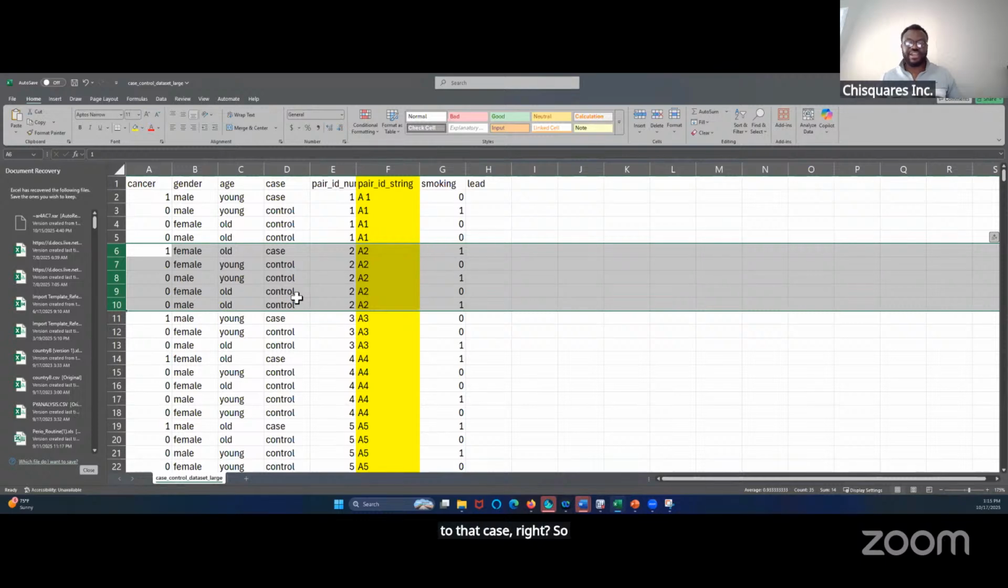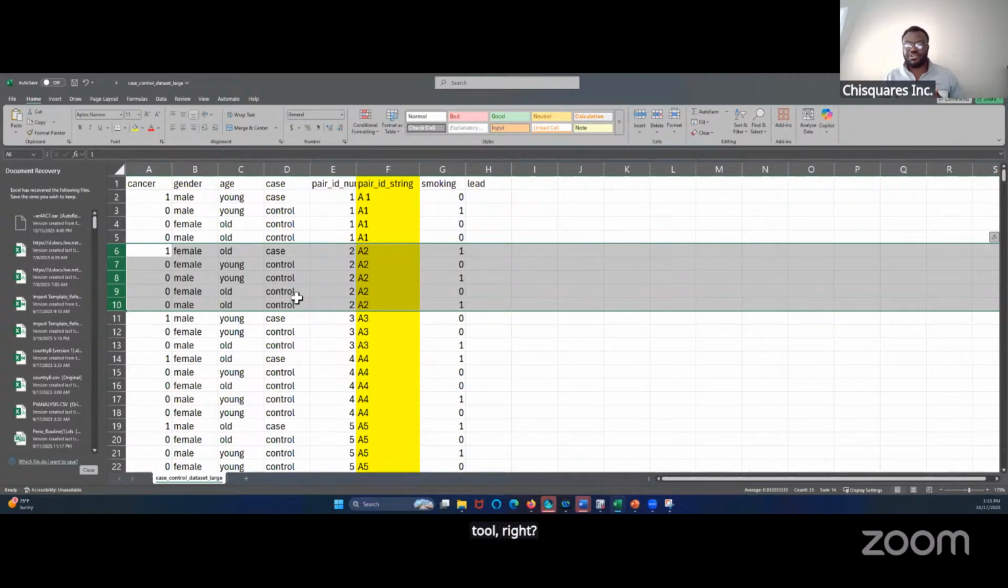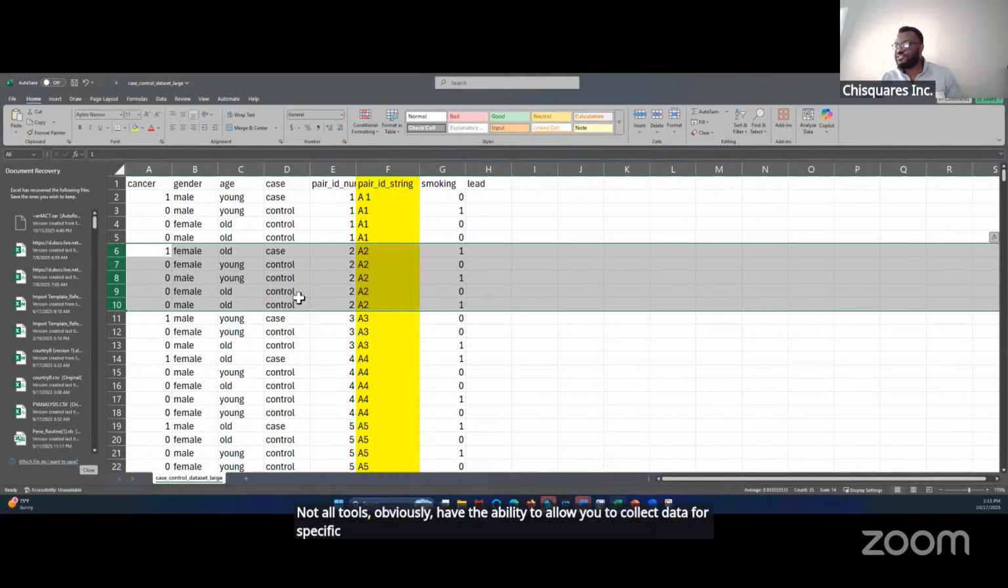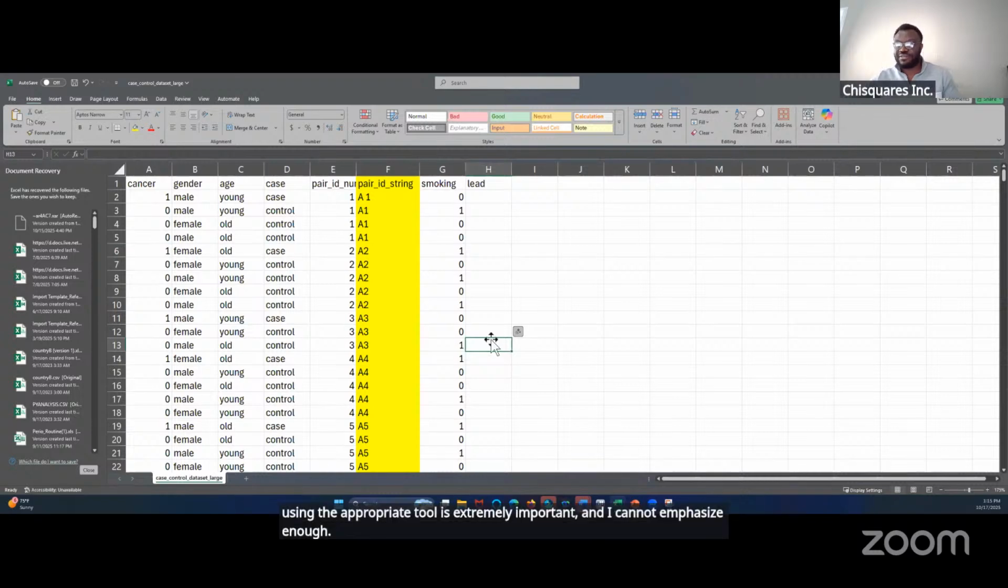So it's very important when you're collecting data for case control studies to use the appropriate tool, right? Not all tools obviously have the ability to allow you collect data for specific design. So using the appropriate tool is extremely important, and I cannot emphasize enough.